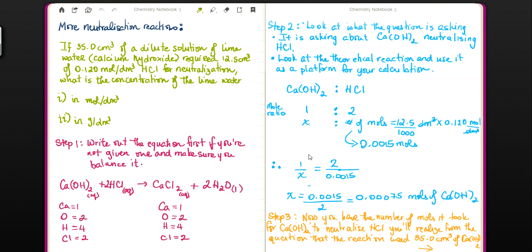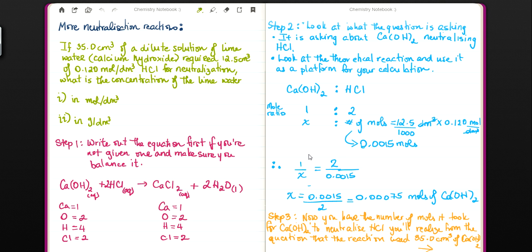More neutralization reaction. So if you have 35 centimeters cube of a dilute solution of lime water, also known as calcium hydroxide, requiring 12.5 centimeters cube of 0.120 mole per dm cube HCl for neutralization, what is the concentration of the lime water? One, you want to know it in mole per dm cube, and two, you want to know it in grams per dm cube.